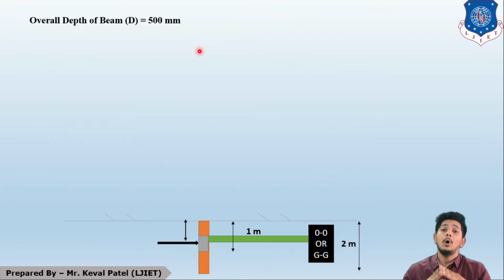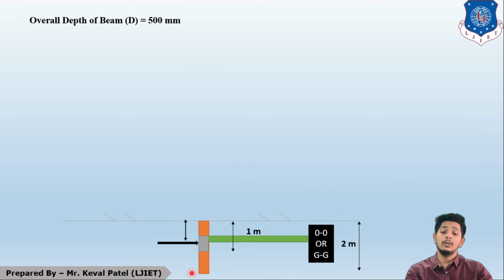So generally, overall depth of the beam is assumed as 500 mm. In previous problem number 1, we have samely assumed D, overall depth of the beam, as 500. Now, keep your attention here. We are going to learn nodal length distribution as well as how to calculate length of the node, etc.